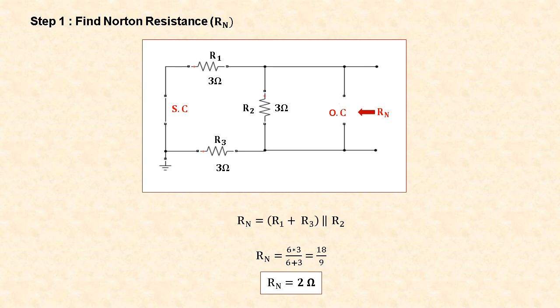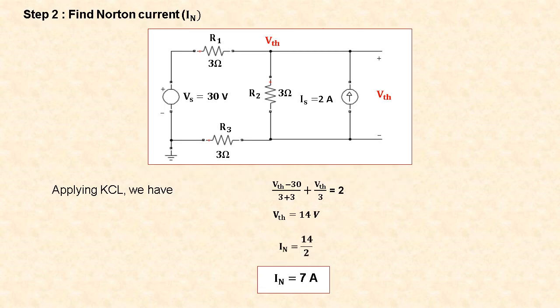So after removing all this, if you see the circuit, resistors R1 and R3 are in series and their equivalent is in parallel with resistor R2. So Norton's resistance is R1 plus R3 parallel with R2. R1 plus R3 is equal to 6 ohms parallel with 3 ohms. So 6 into 3 divided by 6 plus 3, which is equal to 18 by 9. So Rn is equal to 2 ohms. This Norton resistance is same as Thevenin resistance.